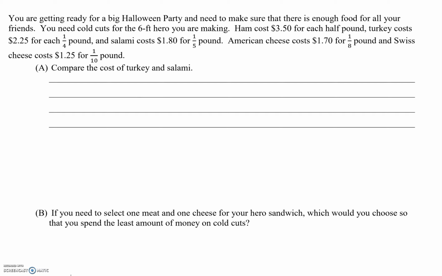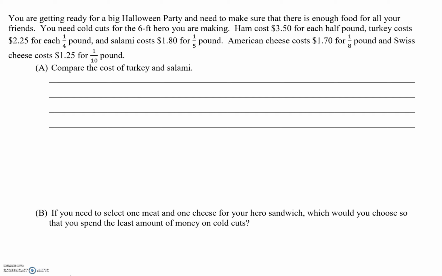Alright, so you are getting ready for a big Halloween party and need to make sure that there is enough food for all your friends. You need cold cuts for the 6-foot hero you are making. Ham costs $3.50 for each half pound. Turkey costs $2.25 for each 1/4 pound. And salami costs $1.80 for 1/5 pound. American cheese costs $1.70 for 1/8 pound, and Swiss cheese costs $1.25 for 1/10 of a pound.